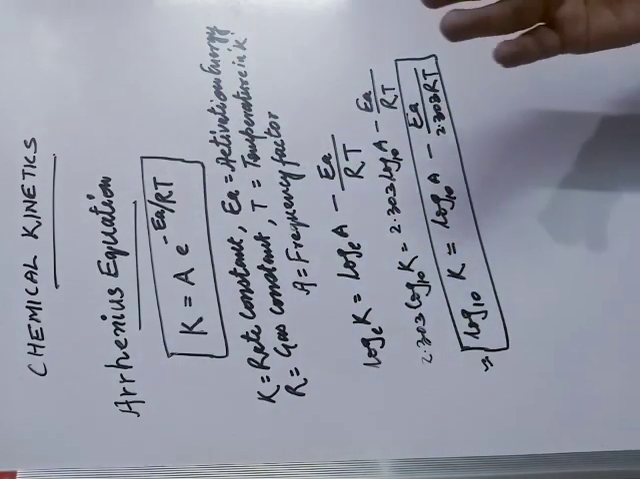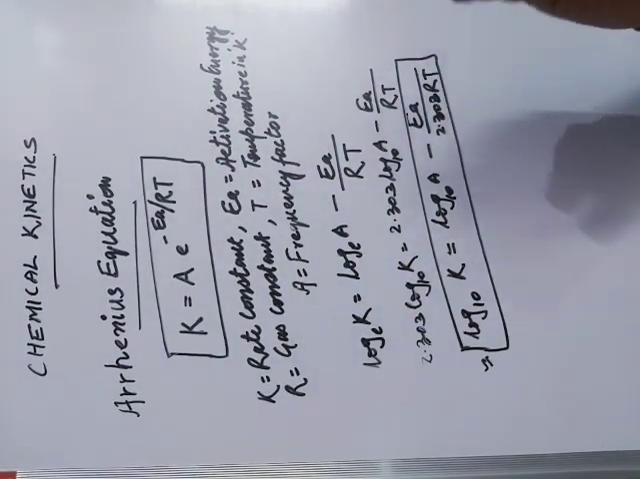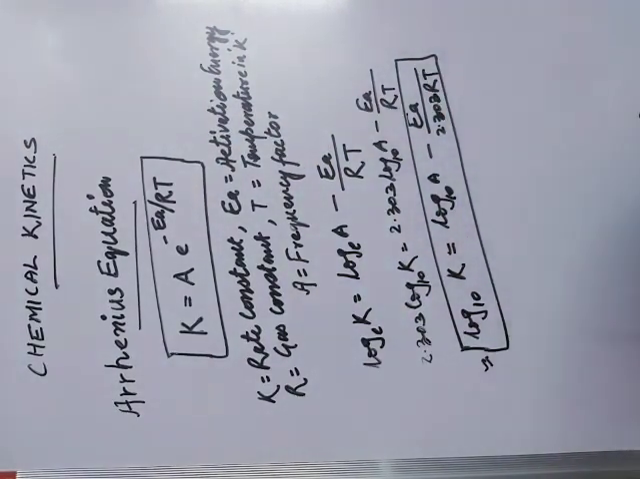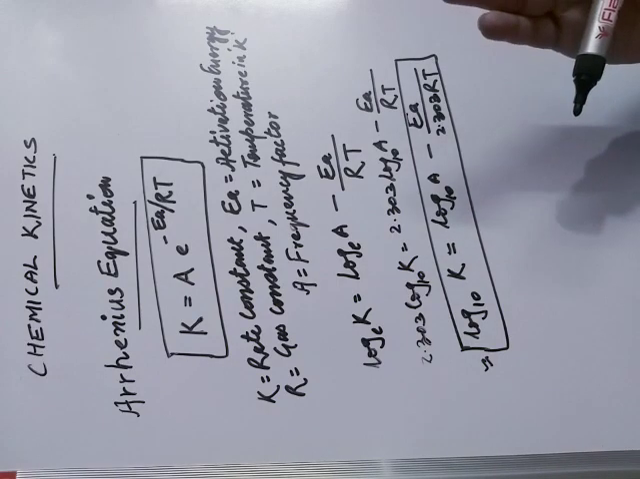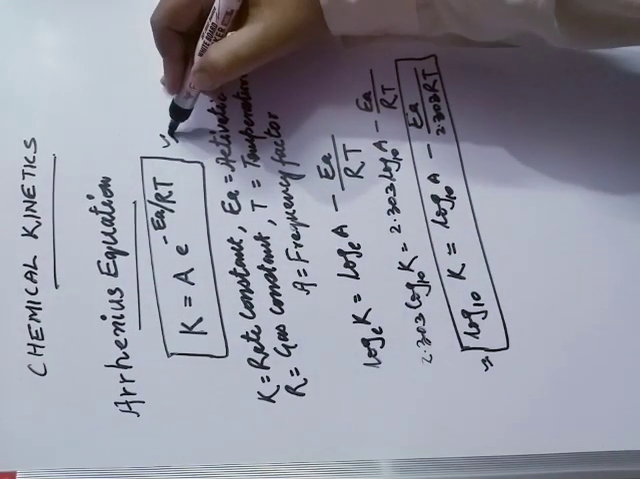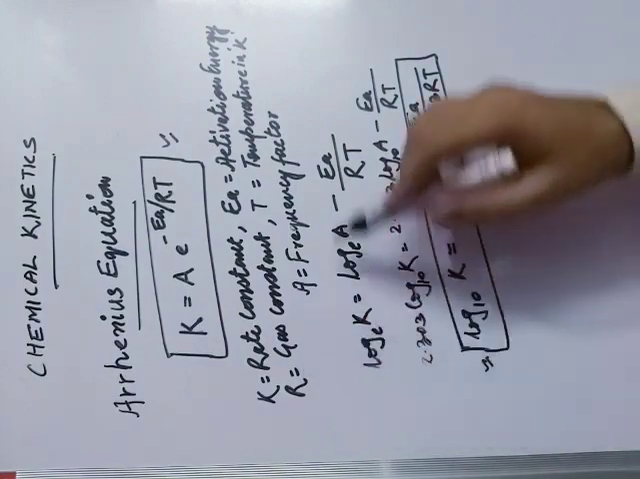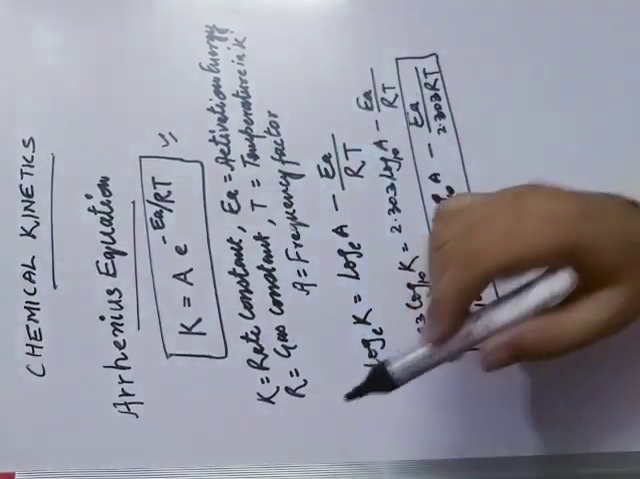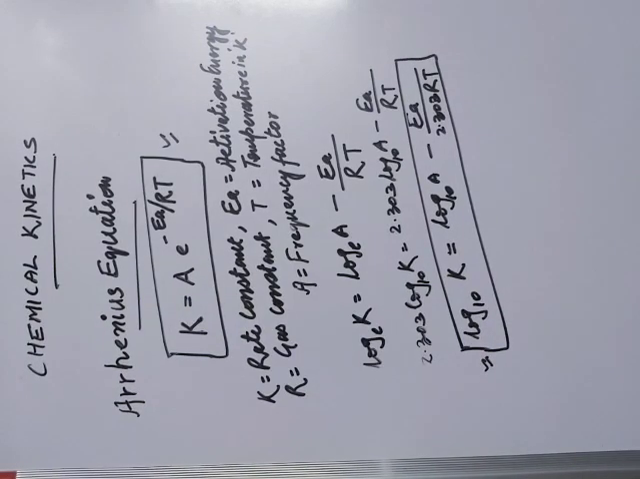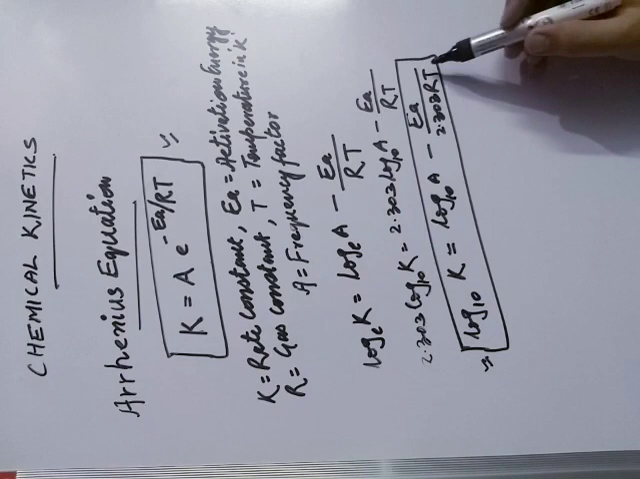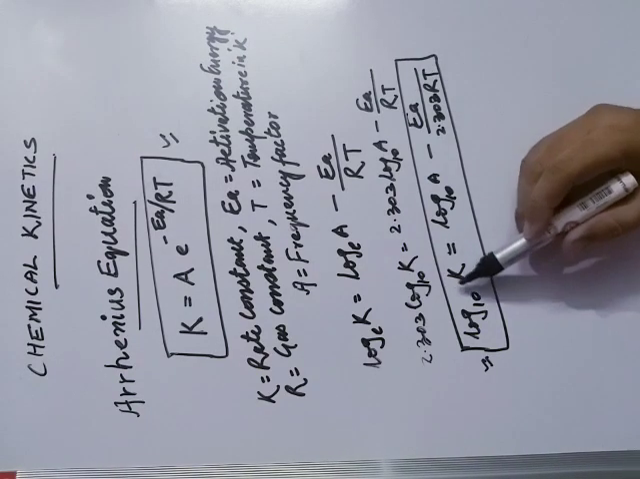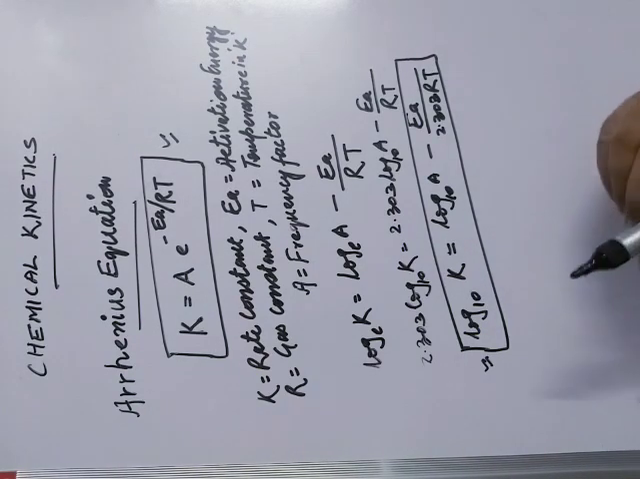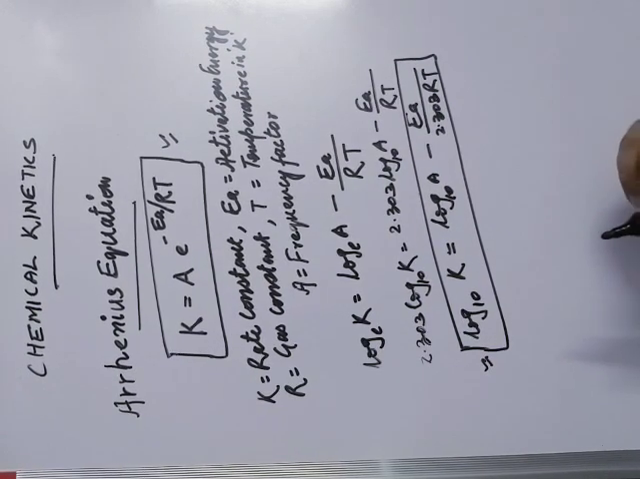And if the question asks what is the Arrhenius equation, or what is the relation between rate constant and temperature in Kelvin, then you can write only the first equation. But with this equation you must write the meaning of K, A, EA, R and T. We know that if the temperature is changed, then the rate constant also changes. Temperature is the only factor that affects both the rate as well as the rate constant of the reaction.